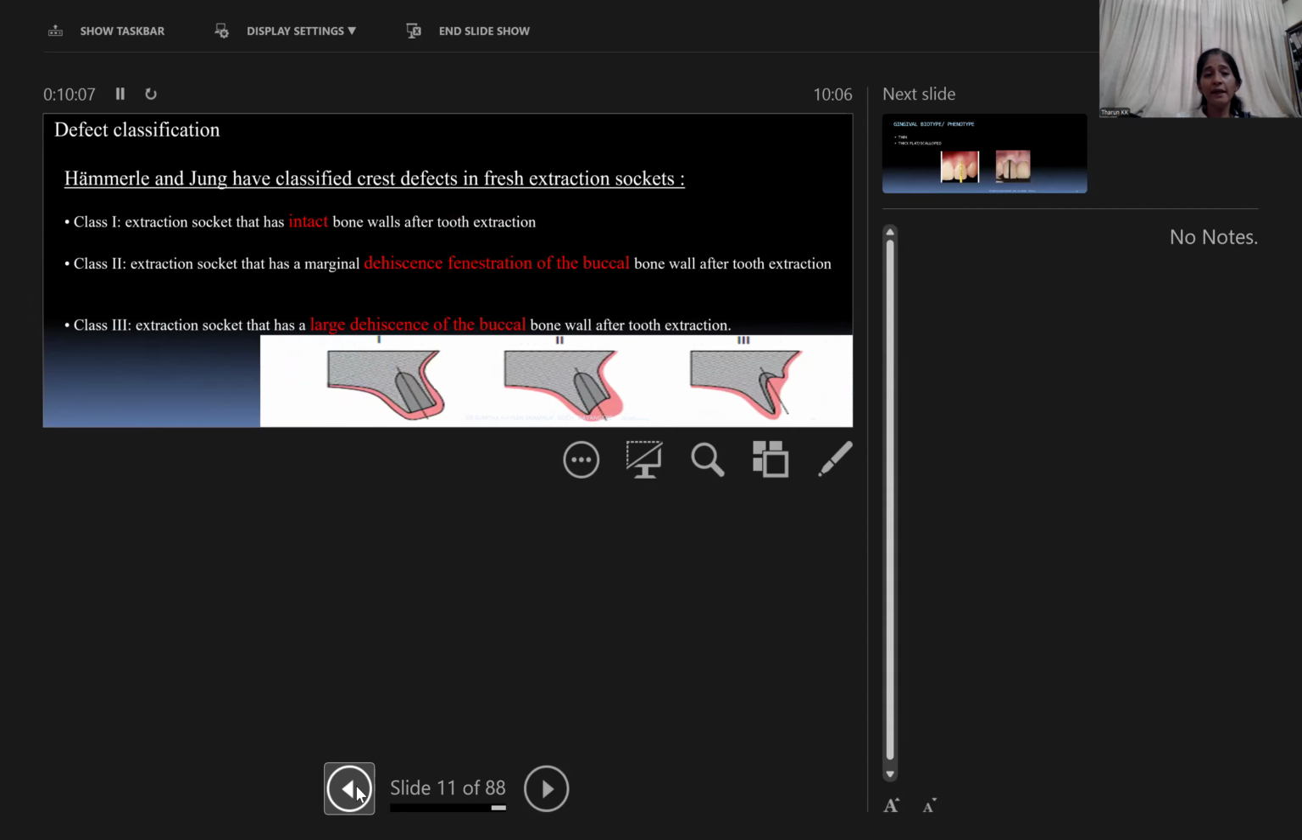You have one more by the Hämmerle and Jung. This is for your fresh extraction sockets. This is based on the amount of your buccal volume, the buccal plate thickness, and the presence of the buccal plate. Class 1, where you have a fresh extraction socket that has got a very good buccal volume, at least of about 3 millimeters of your buccal plate. And class 2, you have a dehiscence or a fenestration of the buccal wall after the tooth extraction. And class 3, there's a large dehiscence or there can be an absolute loss of the buccal plate.